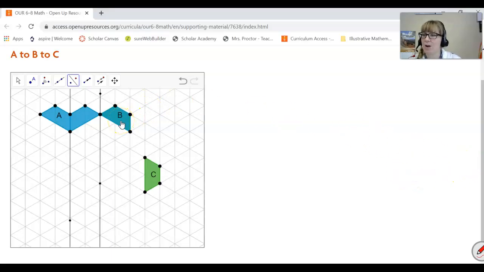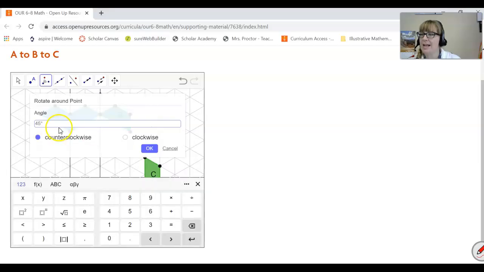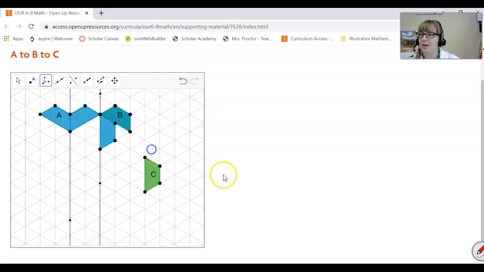Now, how can I go from B to C? Again, there are a variety of ways that you can do this. What I would do is I would take image B and I would rotate it around a point. So we're going to rotate image B around this point, and I'm going to go 60 degrees. And I know it's 60 degrees because remember, each one of these angles is 60 degrees, and I'm going to go in the clockwise direction.